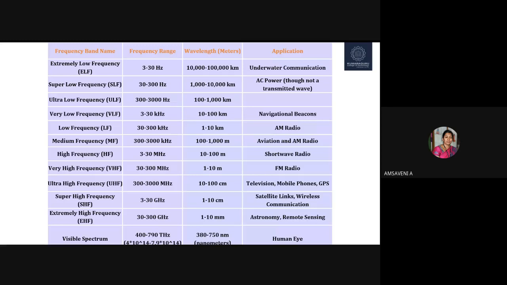And these are the various frequency bands in the electromagnetic spectrum. There is extremely low frequency up to the visible spectrum. It starts from 3 to 30 hertz and extends until 400 to 790 terahertz, and the equivalent value in wavelength, where the frequency is f, the wavelength lambda is equal to c by f. So you will get it in wavelength terms.